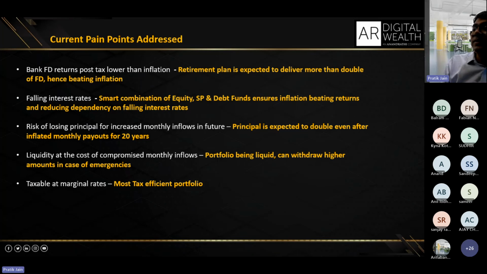Risk of losing principal, so principal is expected to double. तो जैसे मैंने आपको example में दिखाया कि यार 1 crore is becoming 2 crores after 20 years, तो my principal is doubling. राइट, इवन विद इन्फ्लेटेड पे आउट्स, मतलब आज 50,000 है और 20वें साल में 1,80,000 निकाल रहा है महीने में, उसके बावजूद क्लाइंट का प्रिंसिपल जो है वो 1 करोड़ नहीं 2 करोड़ हो रहा है आफ्टर 20 years. So is in a much better space, much better position, right.